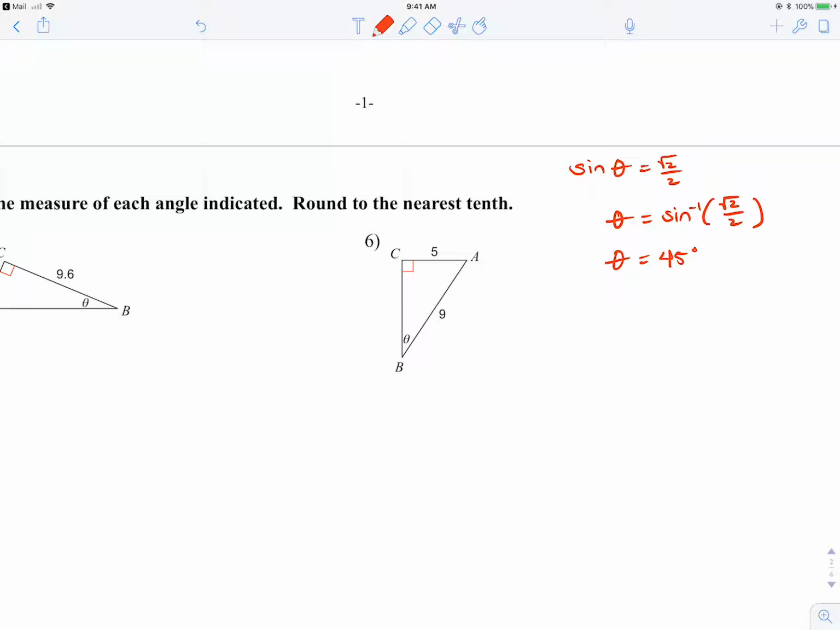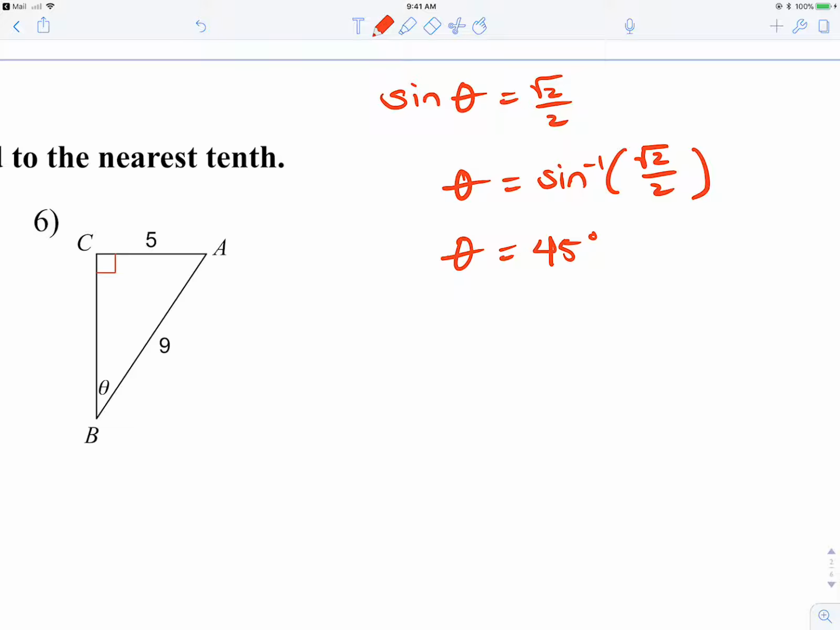Okay, so you guys should also be familiar with some of the other notation for inverse trig functions. Inverse sine of x is equivalent to arcsine of x, inverse cosine is equal to arccosine of x, and inverse tangent of x is equal to arctan of x.